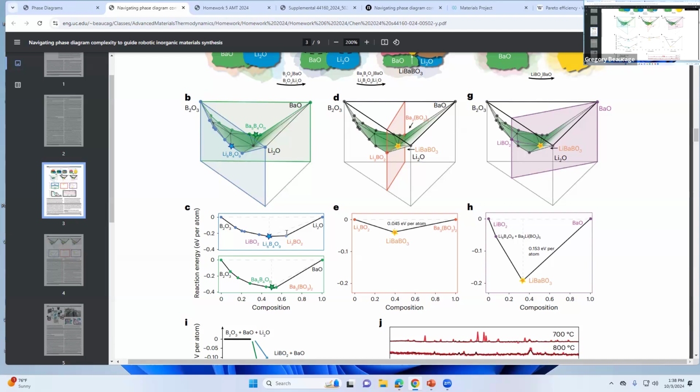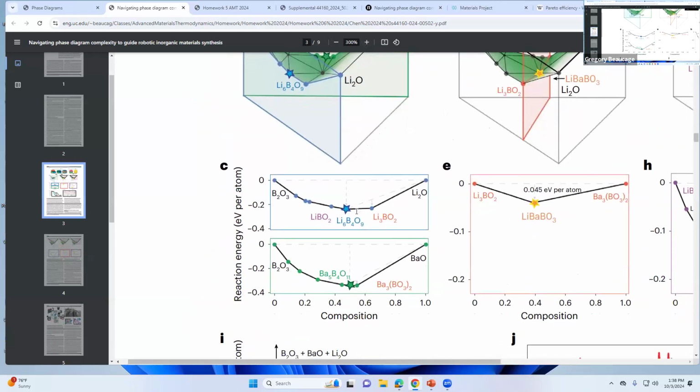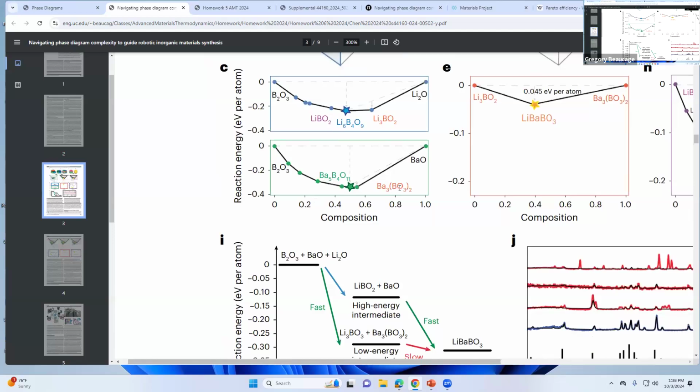Li3BO2 is here. So starting from that composition and then BaBO3. That's right, BaBO3. Oh, it's not the middle one, so I guess they don't show the BaBO3 on this. Right, that's not BaBO3. It should be here, so somewhere here, the Ba3B2O6, which is the other starting point.